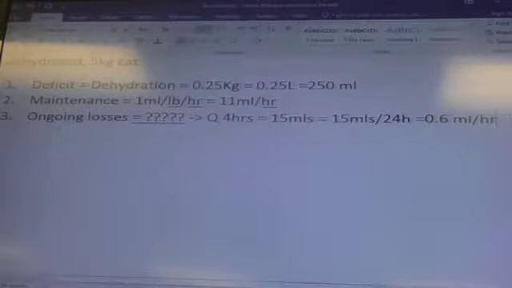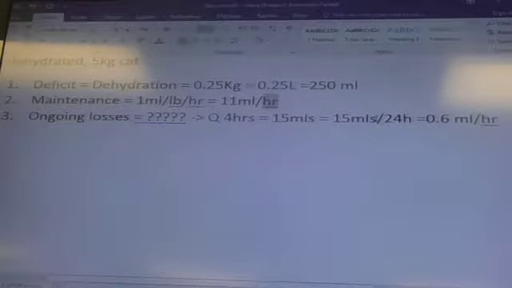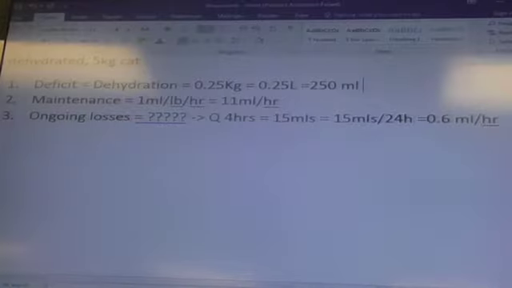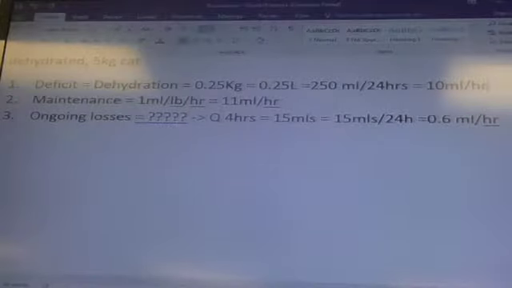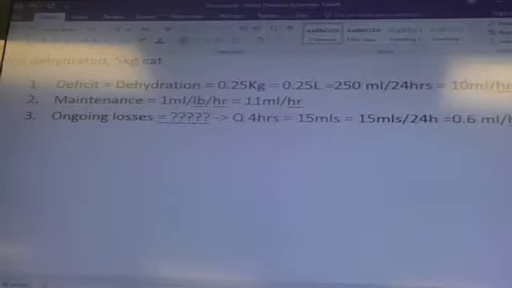So let's close the loop. I'm trying to get everything per hour, right? Because that's how the pump works, per hour. So we still have to get the deficit per hour, number 1, so divide by 24 hours. And what is my hourly rate? 10? So now I have to add 10 plus 11 plus 0.6, and that would be my rate for this cat in the first 24 hours, okay?